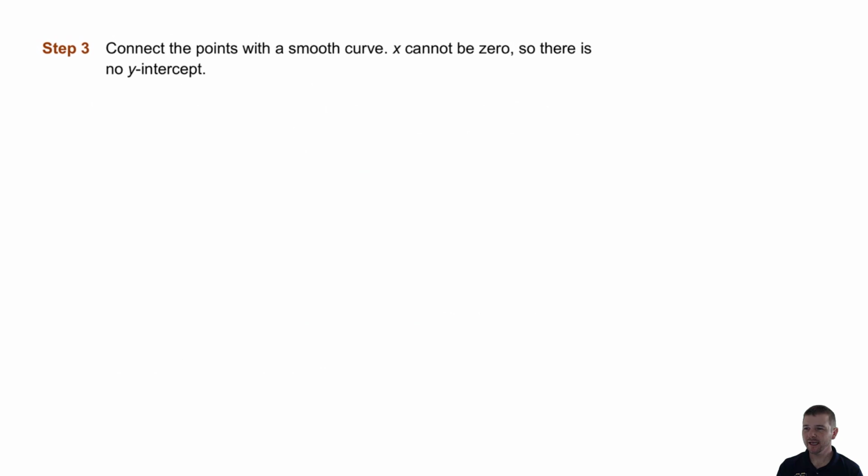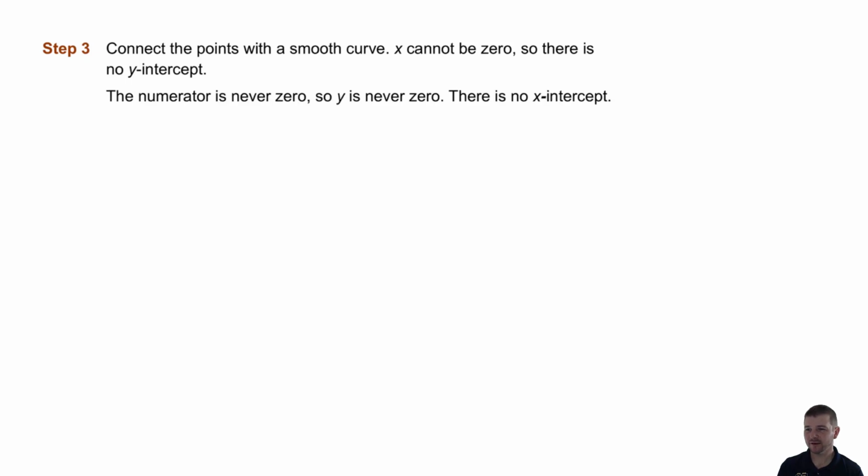Step 3. Connect the points with a smooth curve. X cannot equal 0, so there's no y-intercept. So be careful when graphing that your line doesn't actually intersect the y-axis. The numerator is never 0, so y is never 0. It means there's no x-intercept. So again, be careful that your lines never cross the x-axis.